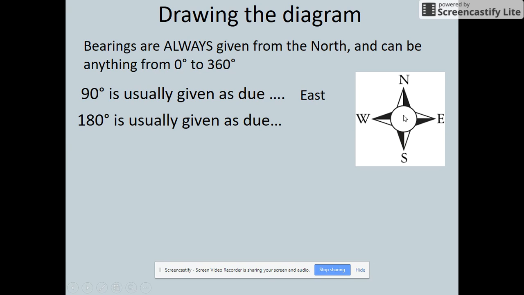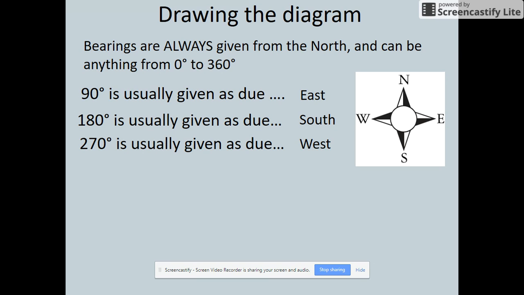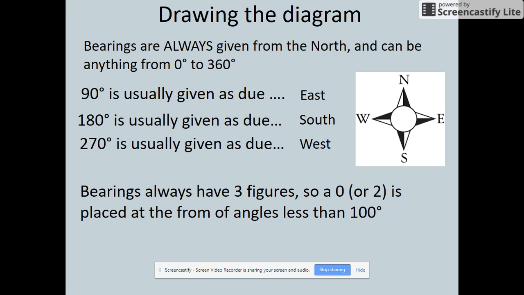90 degrees is given as due, what do you think it will be? East. 180 is given as due south. And 270 will be given as due west. Okay, so make sure you understand that.